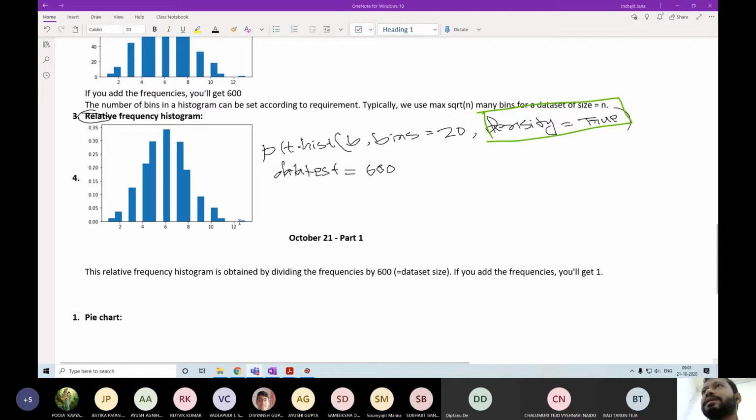So last time I started this relative frequency histogram. The idea was, let me do that once more today. The relative frequency, actually I wrote it here, is obtained by dividing the frequencies by the data set size, right?